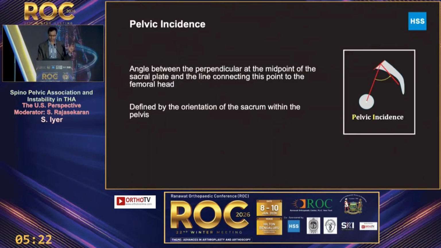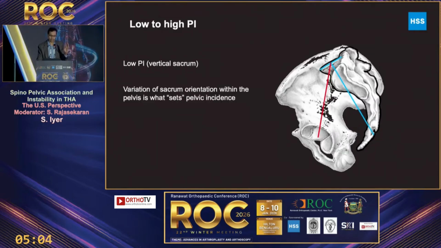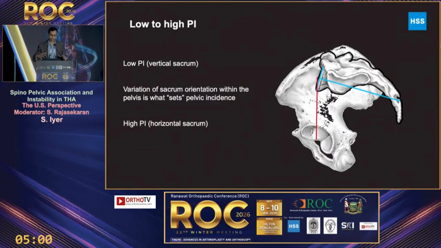Start by talking about pelvic incidence. This is defined as the angle between the perpendicular line across the midpoint of the sacrum and a line connecting that to the femoral head. And it's defined really by the orientation of the sacrum within the pelvis. So that's really what it's describing. So a low pelvic incidence is a sacrum that sits very vertically within the pelvis. And as some patients, because there's a wide variation in the orientation of the sacrum within the pelvis, if you have a more horizontal sacrum, you will have a high pelvic incidence.